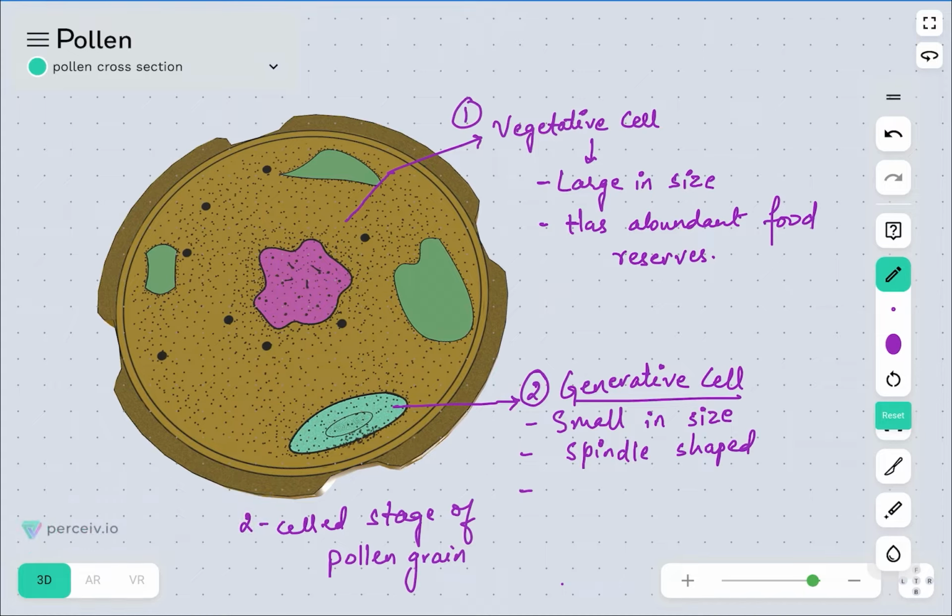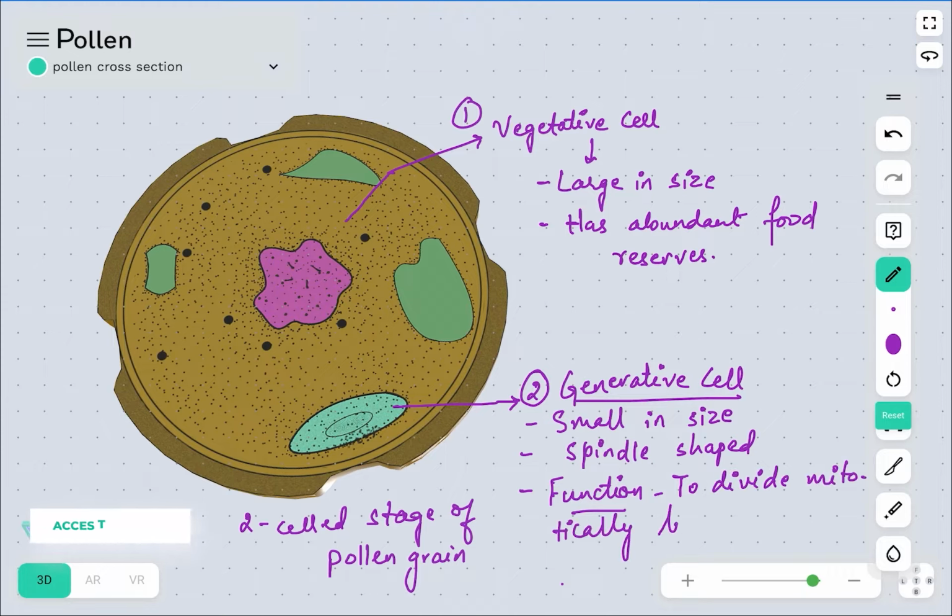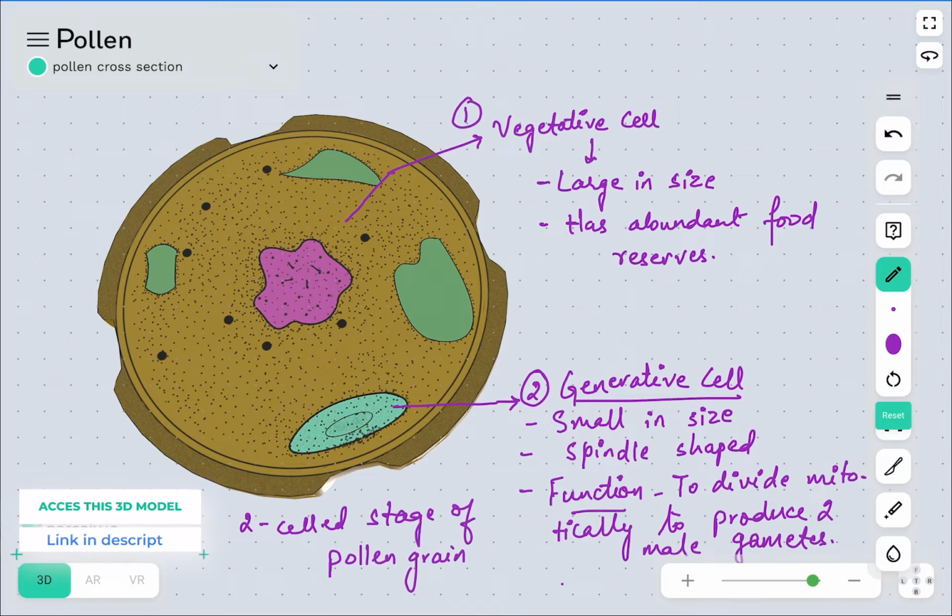So the function of the generative cell is to divide mitotically to produce two male gametes. Alright, so this is the function of the generative cell.